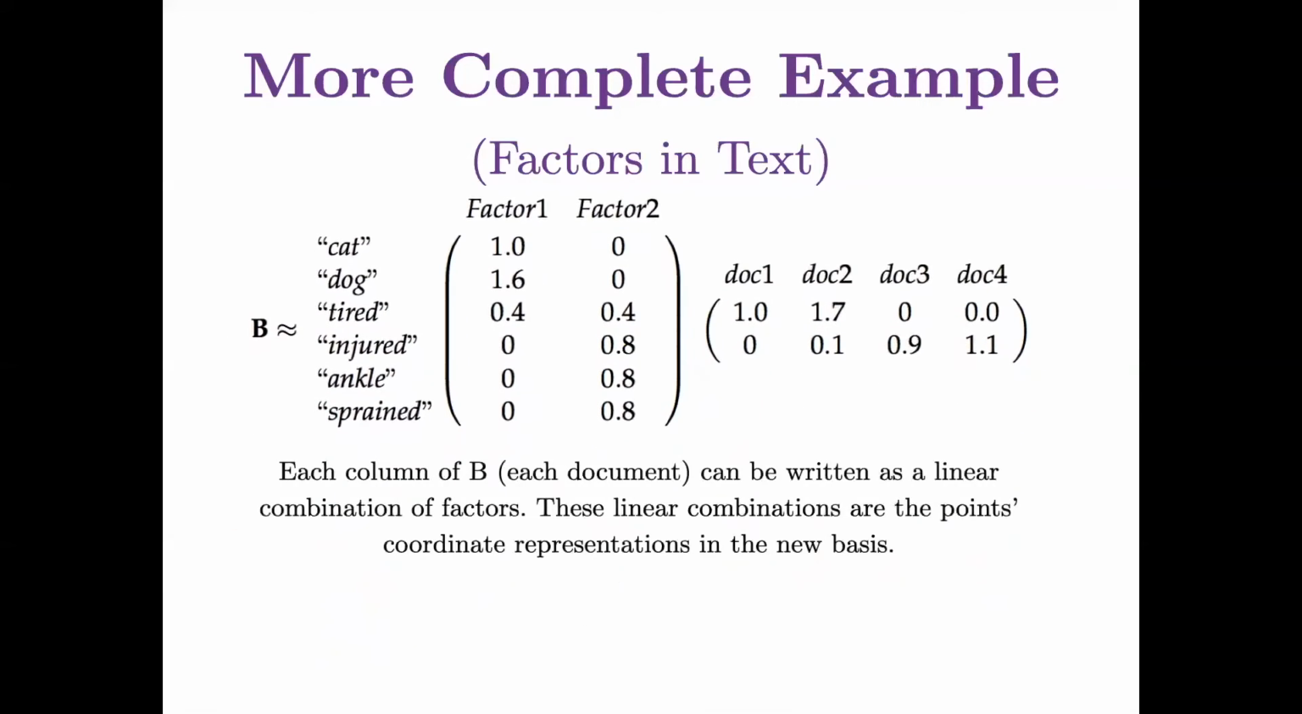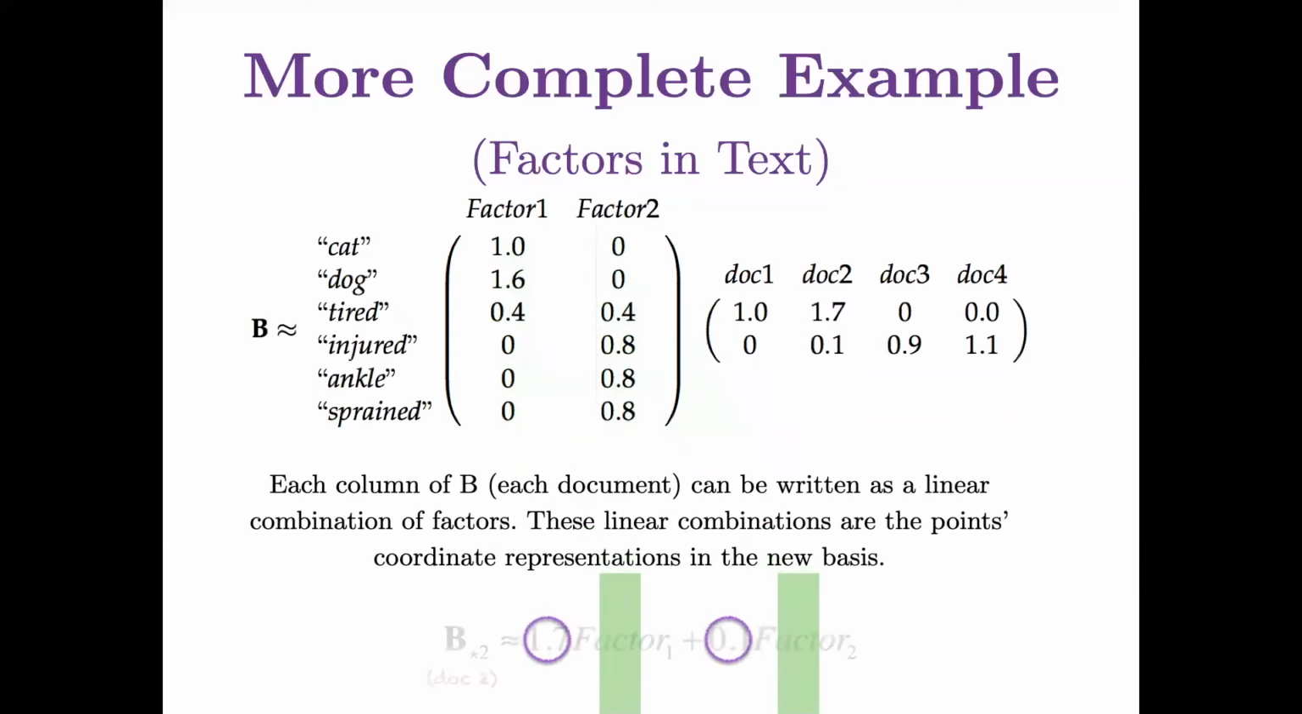And so now, just knowing what we know about matrix multiplication, each column of the result here, the result being B, what I started with, can be written as a linear combination of these factors. And these linear combinations are the new coordinate representations of the data. So for instance, the second column of B can be written as the linear combination 1.7 times factor 1 plus 0.1 times factor 2.